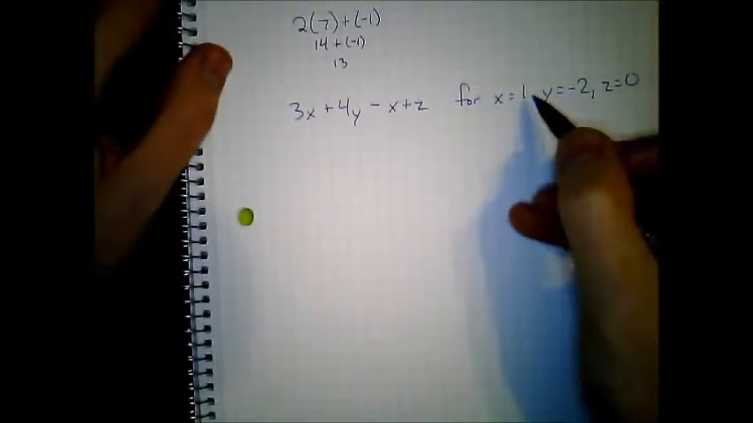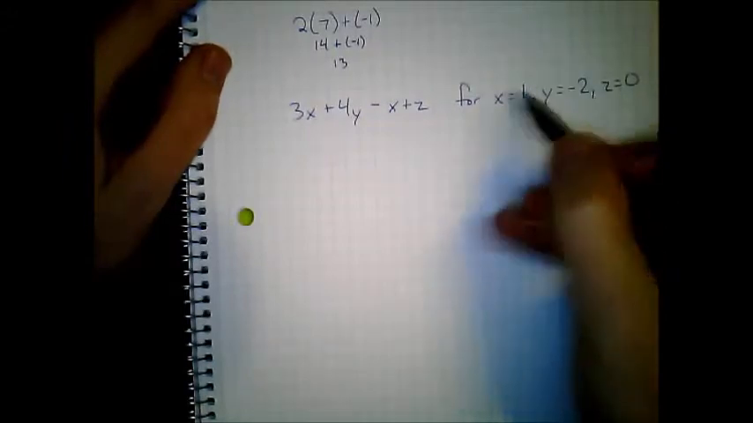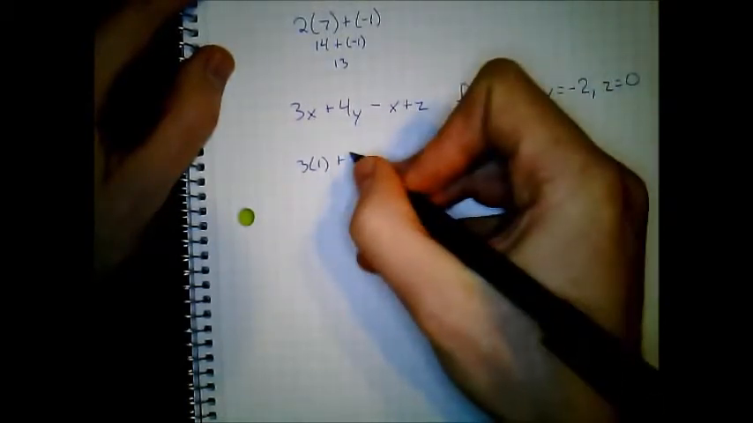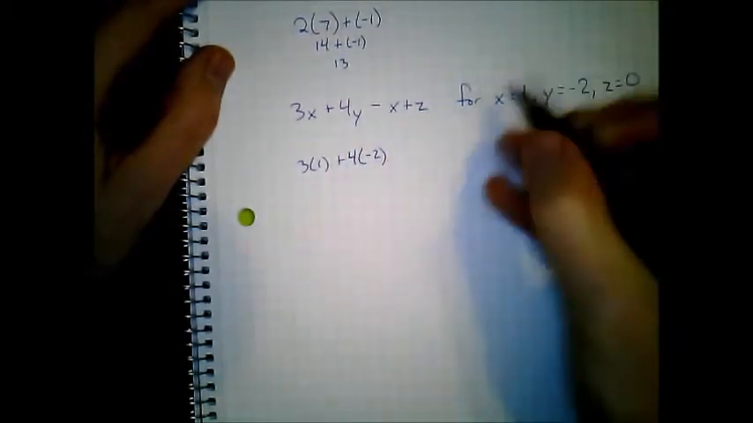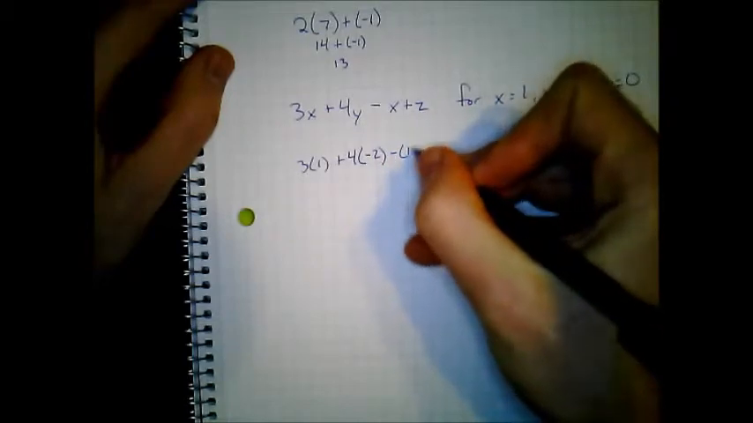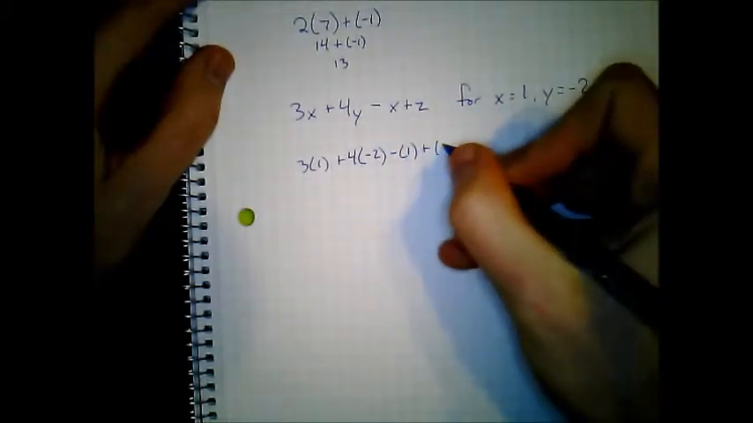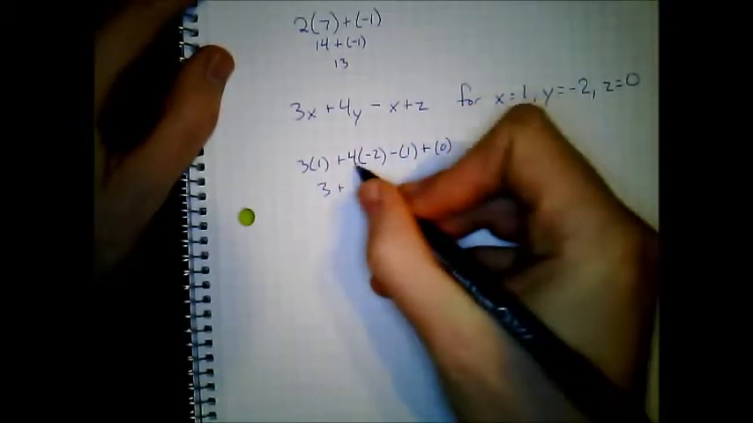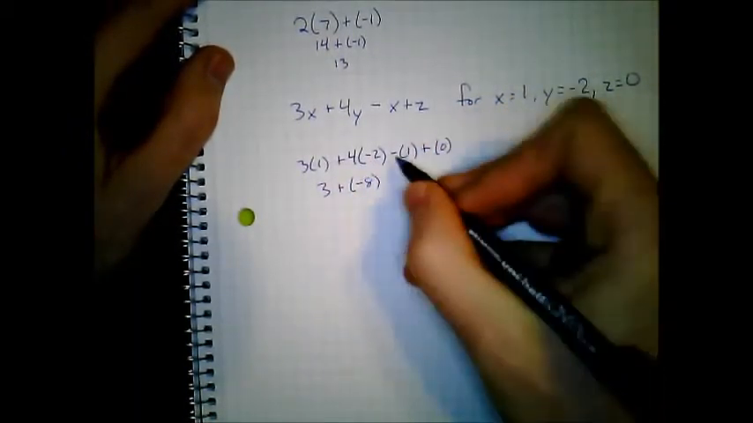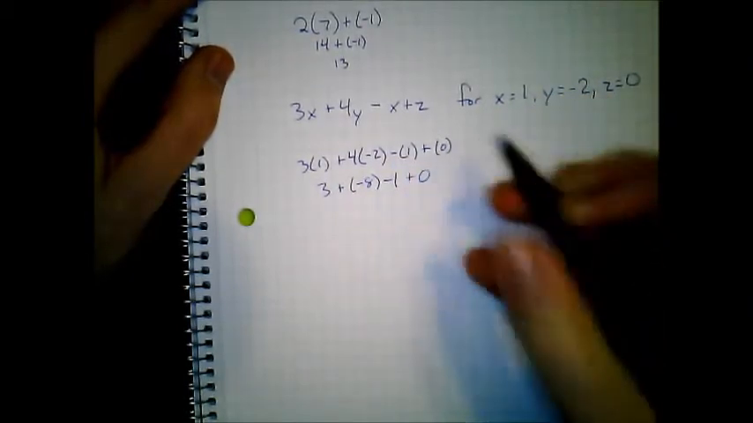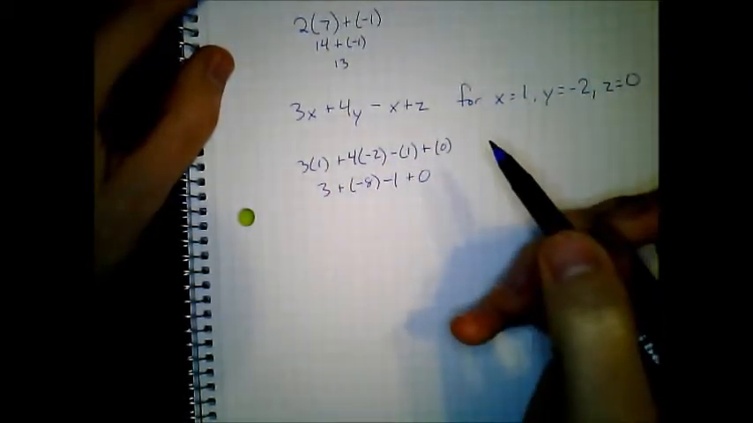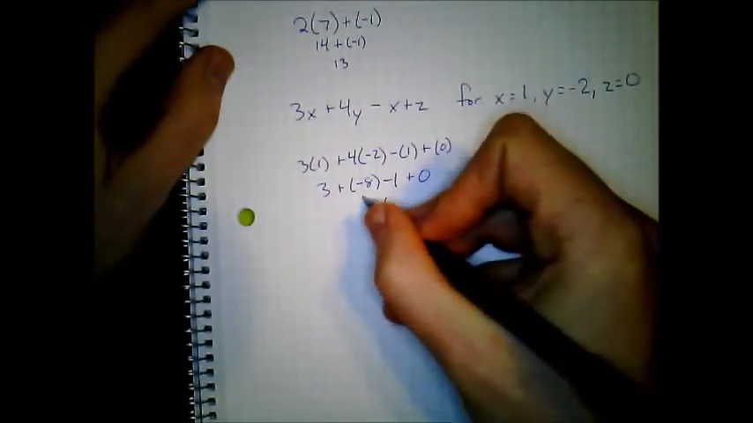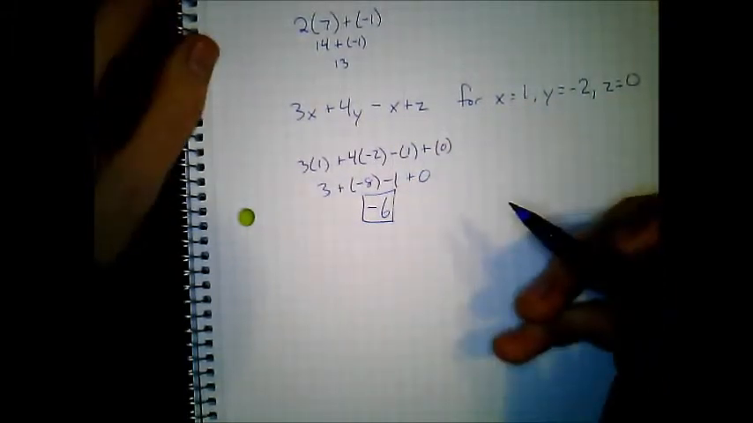So we're substituting 1 in for all of our x's. So we substitute 1 in for x, we're doing 3 times 1. We're substituting negative 2 in for y, so we're doing plus 4 times negative 2, minus x, x is still 1, and plus 0 for z. 3 times 1 is 3, 4 times negative 2 is negative 8, minus 1, plus 0. 3 plus negative 8 is negative 5, minus 1 is negative 6, plus 0 is still negative 6. So our answer is negative 6.